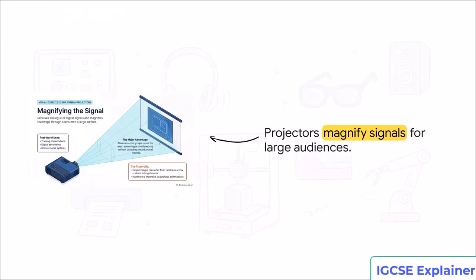Now, what's really interesting about this next one is that projectors solve a very different visual problem. They receive analog or digital signals and magnify the image through a really complex lens system. This perfectly solves that whole crowding around a small monitor problem, which makes it ideal for large training presentations or a home cinema setup. The trade-off, though, is that the hardware is quite expensive, and honestly, the output can easily suffer from fuzziness or low contrast if your room is just too bright.